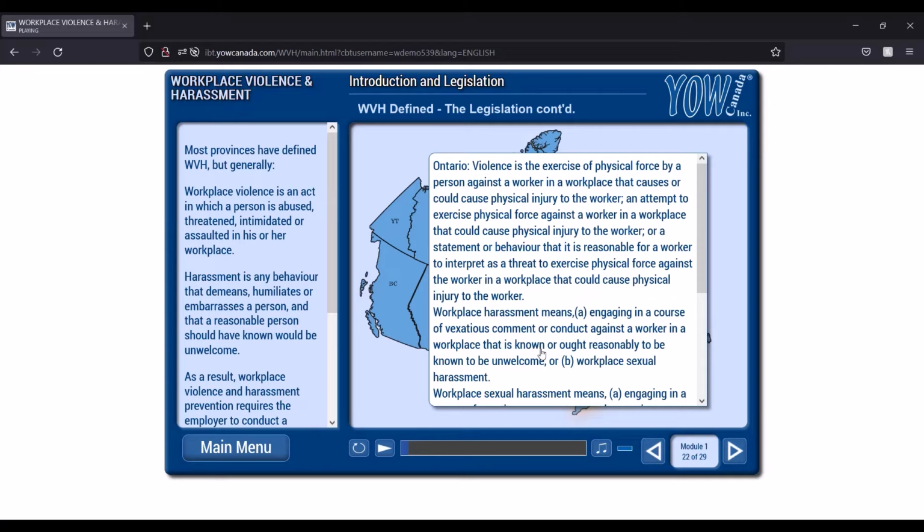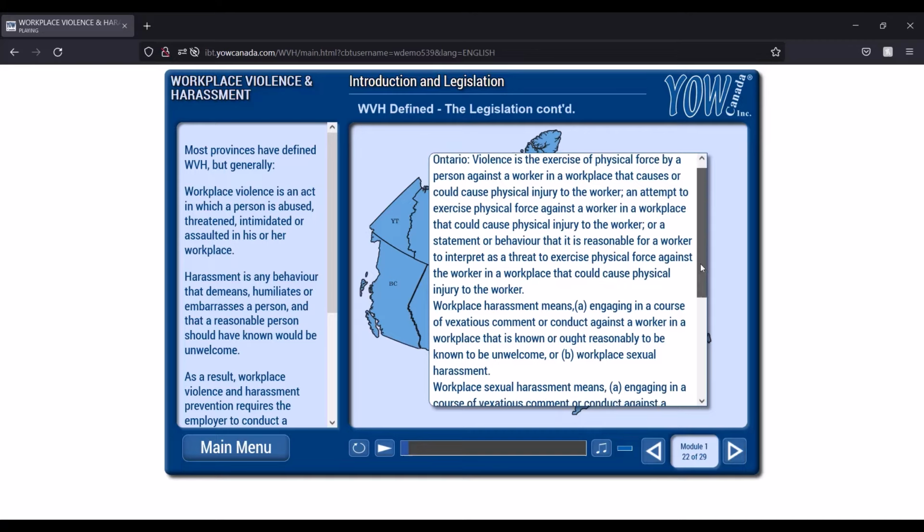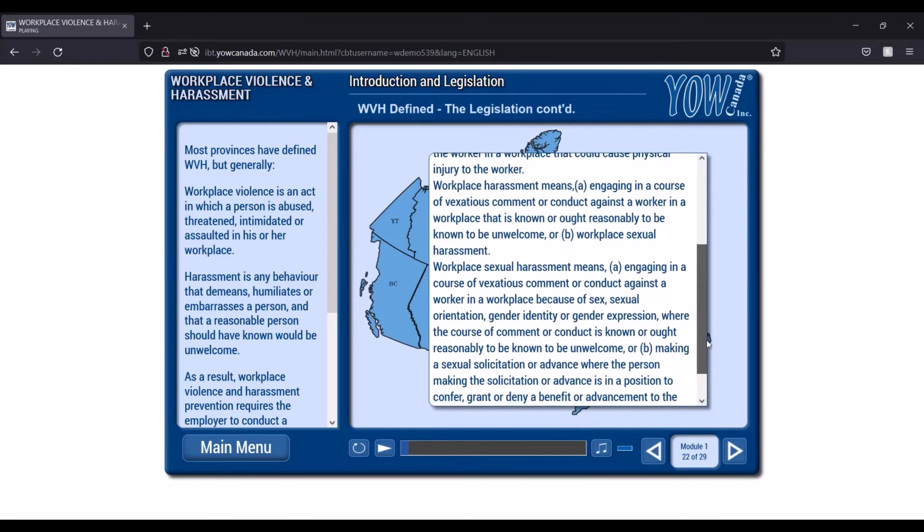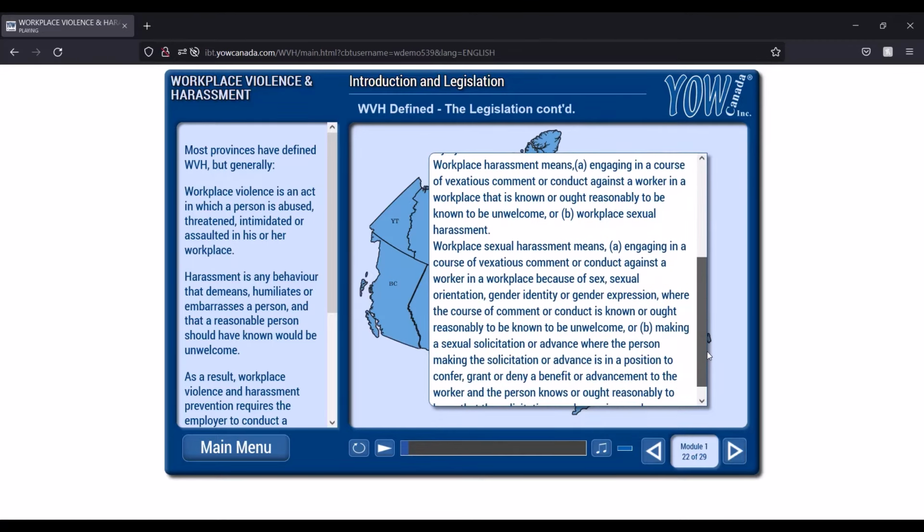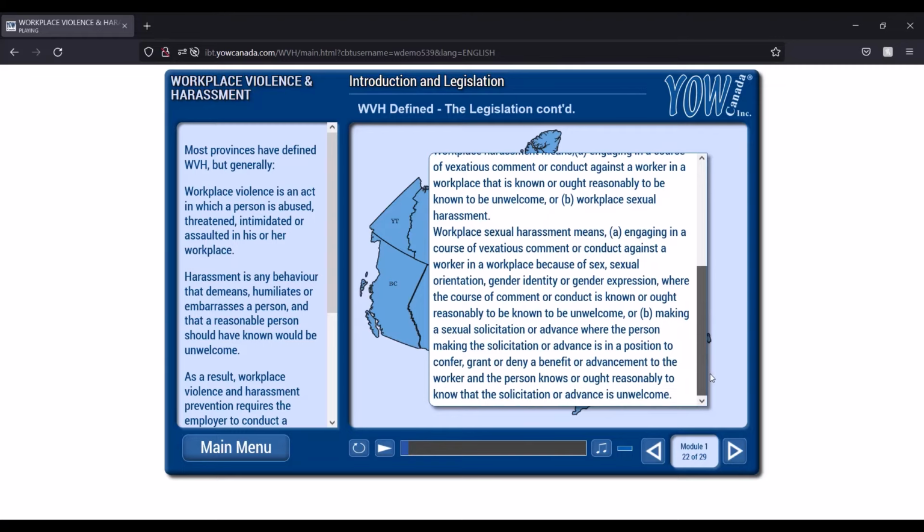Workplace harassment means A. Engaging in a course of vexatious comment or conduct against a worker in a workplace that is known or ought reasonably to be known to be unwelcome, or B. Workplace sexual harassment. Workplace sexual harassment means A.